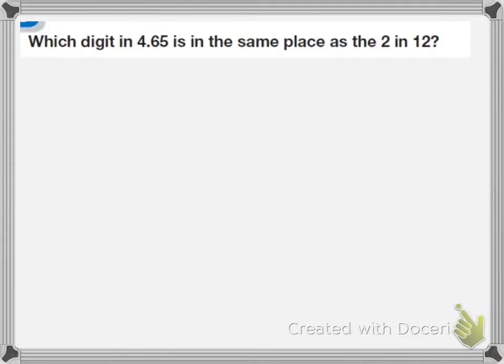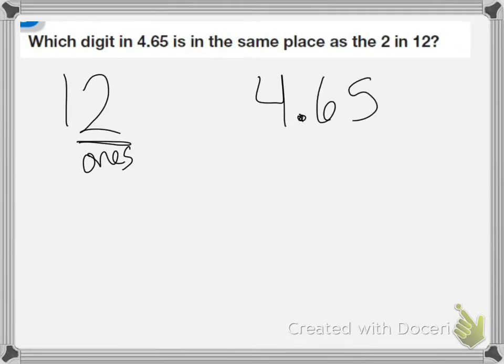In this last problem, it says which digit in the number 4.65 is in the same place as the 2 in 12. We know that the 2 in the number 12 is in the ones place. So I need to look at the number 4.65 and figure out which one of these numbers is in the ones place. Now I know the decimal point marks the end of whole numbers and the beginning of fractions. So that means the number to the left of it has to be the ones place. So the 4, so my answer would be 4.